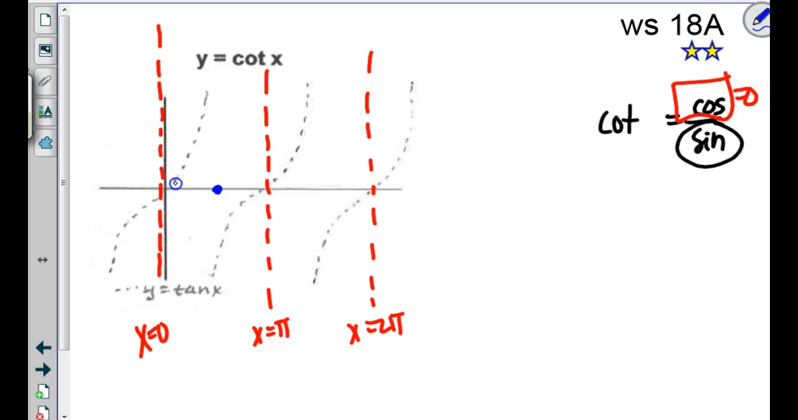And it goes the other direction because the reciprocal of a tiny number is a big number. The reciprocal of a big number is a tiny number. So cotangent looks like this, where there used to be an asymptote, there's a 0.